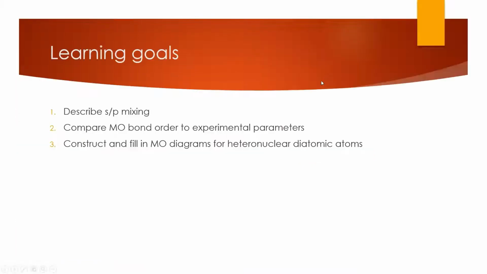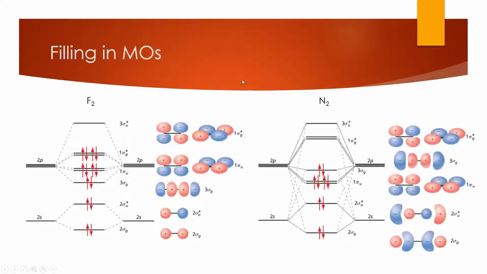So the learning goals for today are going to be to describe the phenomenon of sp mixing. That's what causes the 3 sigma bonding orbital to be higher or lower than the pi orbitals. We'll review that and talk about why that happens. We'll look at the bond order as predicted by MO theory and compare that to experimental parameters. And then we'll go through some heteronuclear diatomic molecules. They're a little bit harder, so we'll just go over them in the ways that they are similar to our homonuclears.